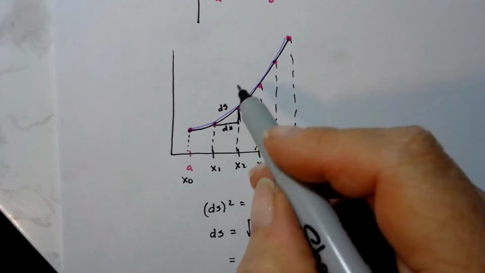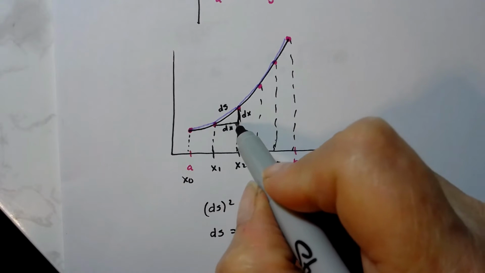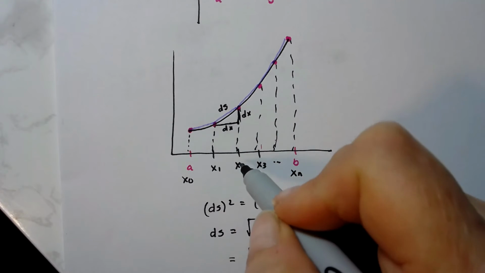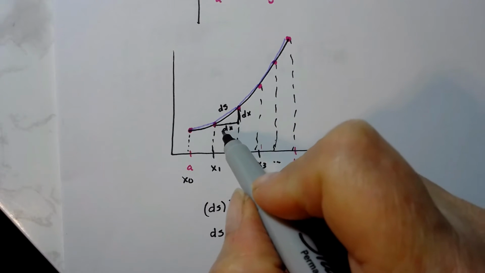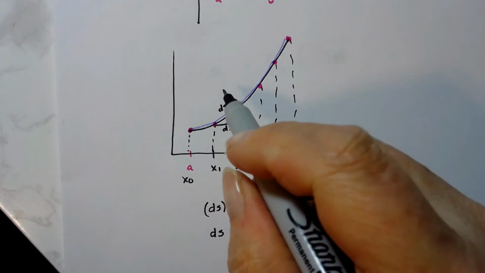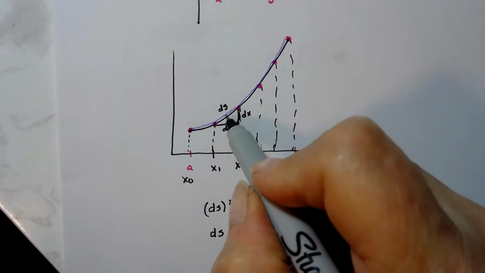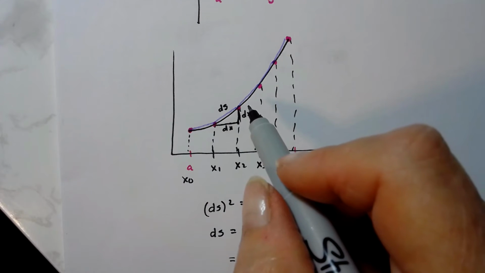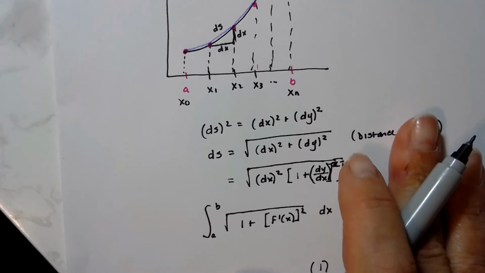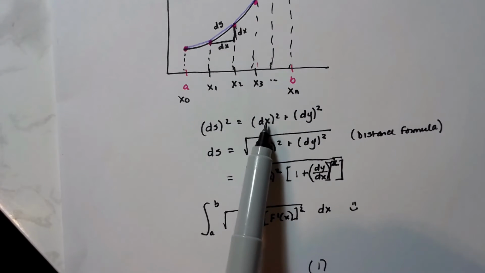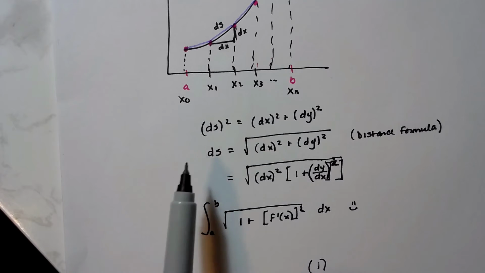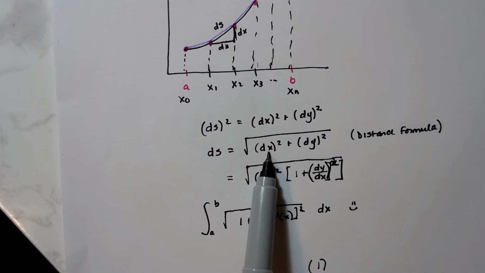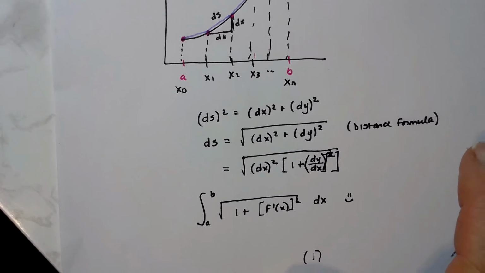But this distance here is the change in x. So just take one partition here, or one subinterval between x sub 1 and x sub 2. This distance is the change in x, and this is the change in y. And this here we call ds, in differential notation. By the Pythagorean theorem, the hypotenuse squared is equal to leg squared plus leg squared. So if I take the square root of this mess, I get ds is equal to the square root of dx squared plus dy squared, just the distance formula, right?